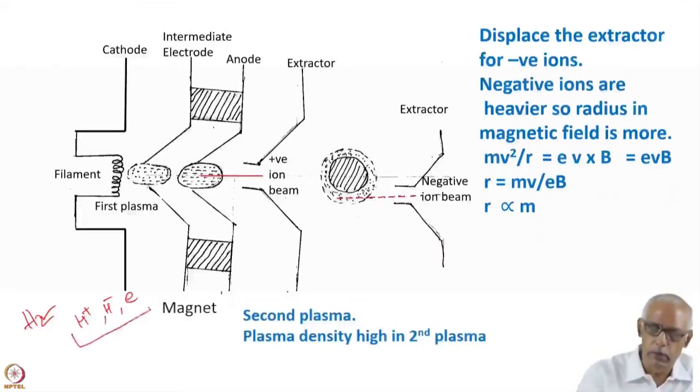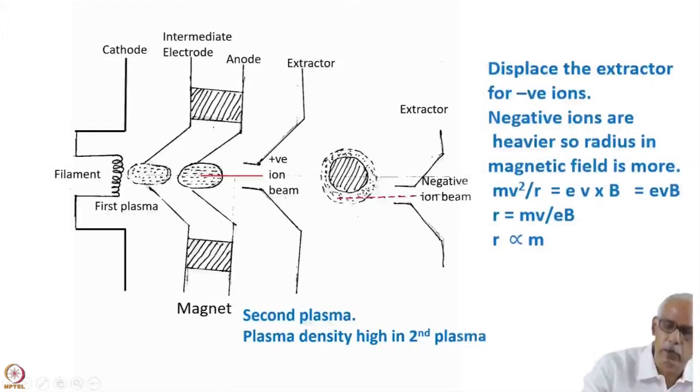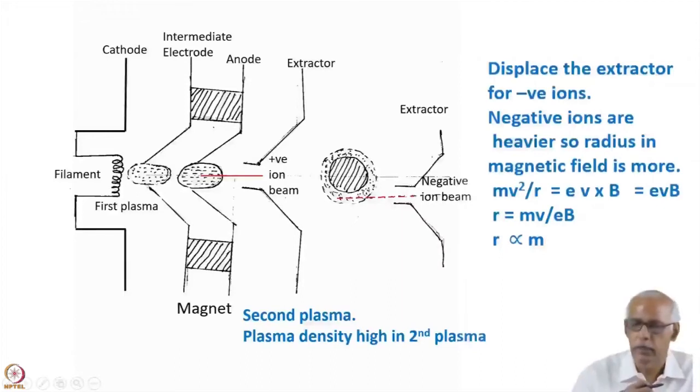But what happens in the first plasma is that the density of the plasma is low. So therefore, the density of these ions is low. So what you can do is put in an intermediate electrode and then have an anode like this. That is the structure of the duoplasmatron. So you have two plasmas here. In the second plasma, the density of these ions is much higher. And therefore, you can get higher currents from this second one, whereas this plasma was not there in the case of the plasmatron.